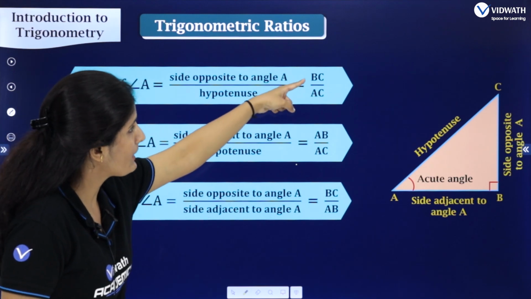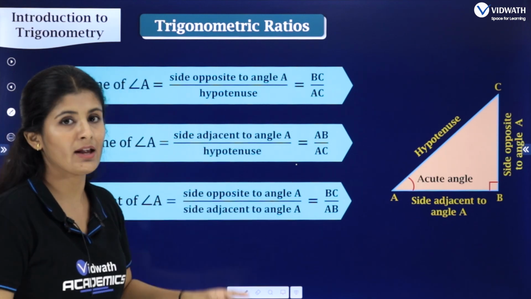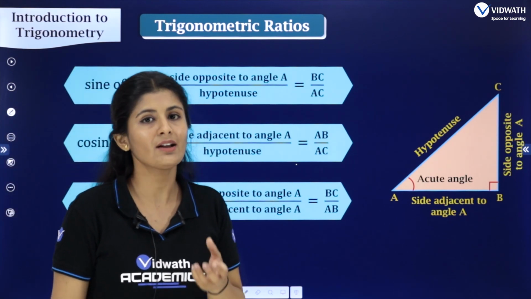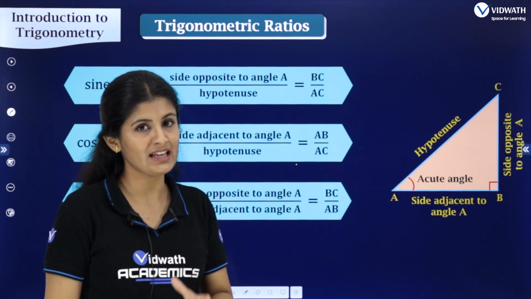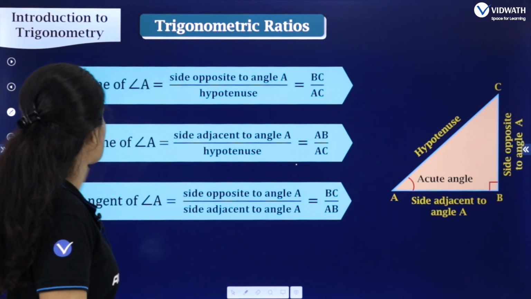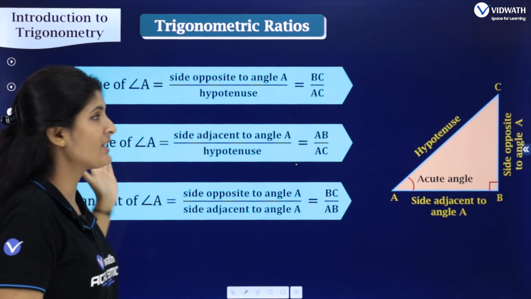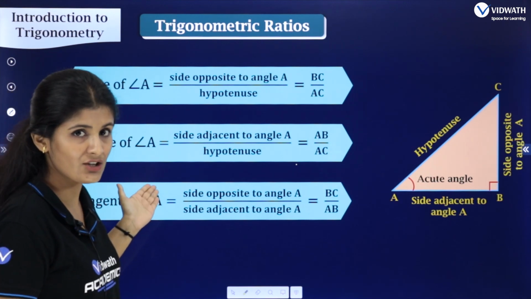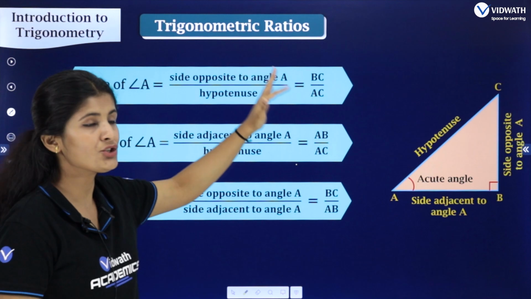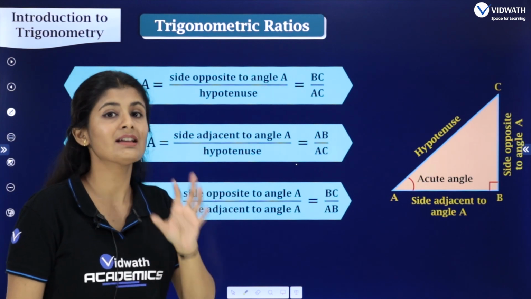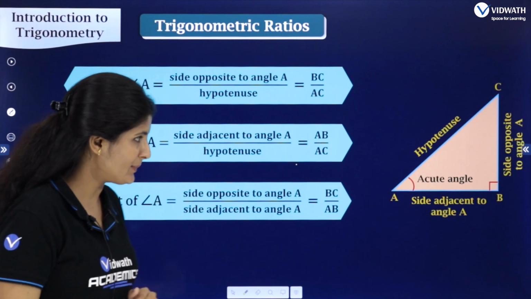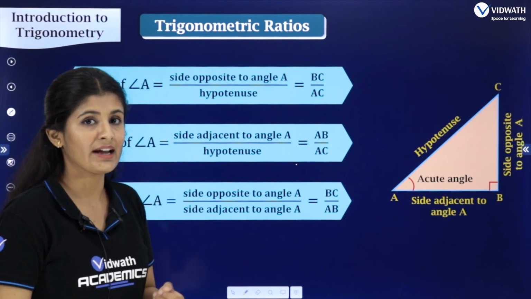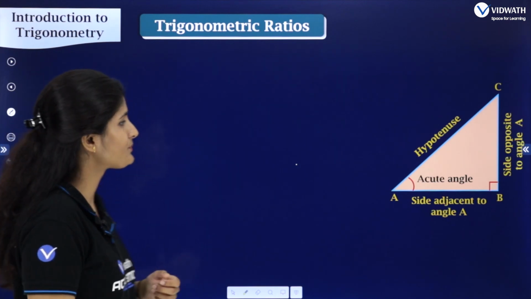Remember, BC, AC, AB, all of these will have numerical values because all of these represent the lengths of these sides. So, sine, cosine and tangent of angle A here in consideration is nothing but the ratio of the lengths of the sides of this right angled triangle. Similarly, I can define a few more ratios.